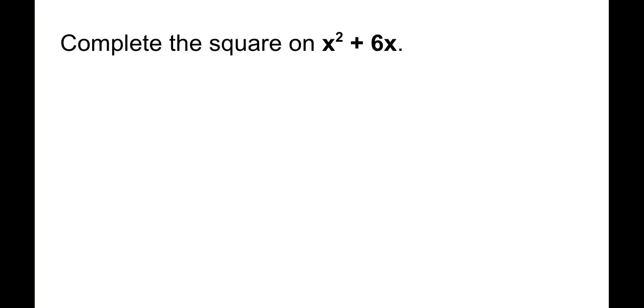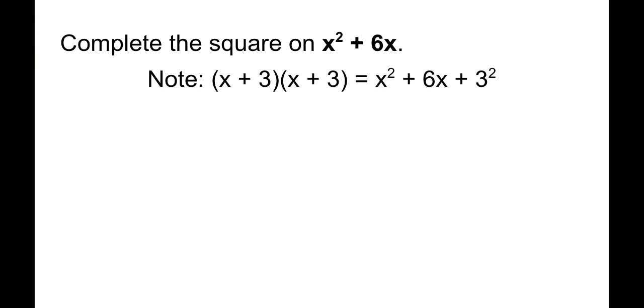Let's try an example here. Let's say I just want to complete the square on x squared plus 6x. Again, I'm not given everything I need. I need that constant to make a perfect square. So just make a note that x plus 3 times x plus 3 would be x squared plus 6x plus 3 squared. Now, how did I know it was x plus 3 times x plus 3? Because when we factor, remember, this is going to be x times 3 and a 3 times x is 6x. So all I really need to do is cut this number in half, and it'll tell me exactly what my perfect square is going to be.